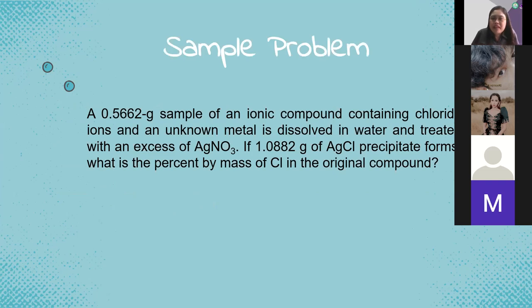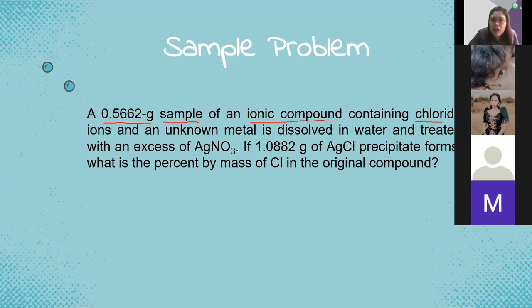So para mas maintindihan ang ginagawa natin sa gravimetric analysis, let me give you a sample problem. So in this case, you have here a 0.5662 grams sample. This one, sample of an ionic compound, you don't know the name.